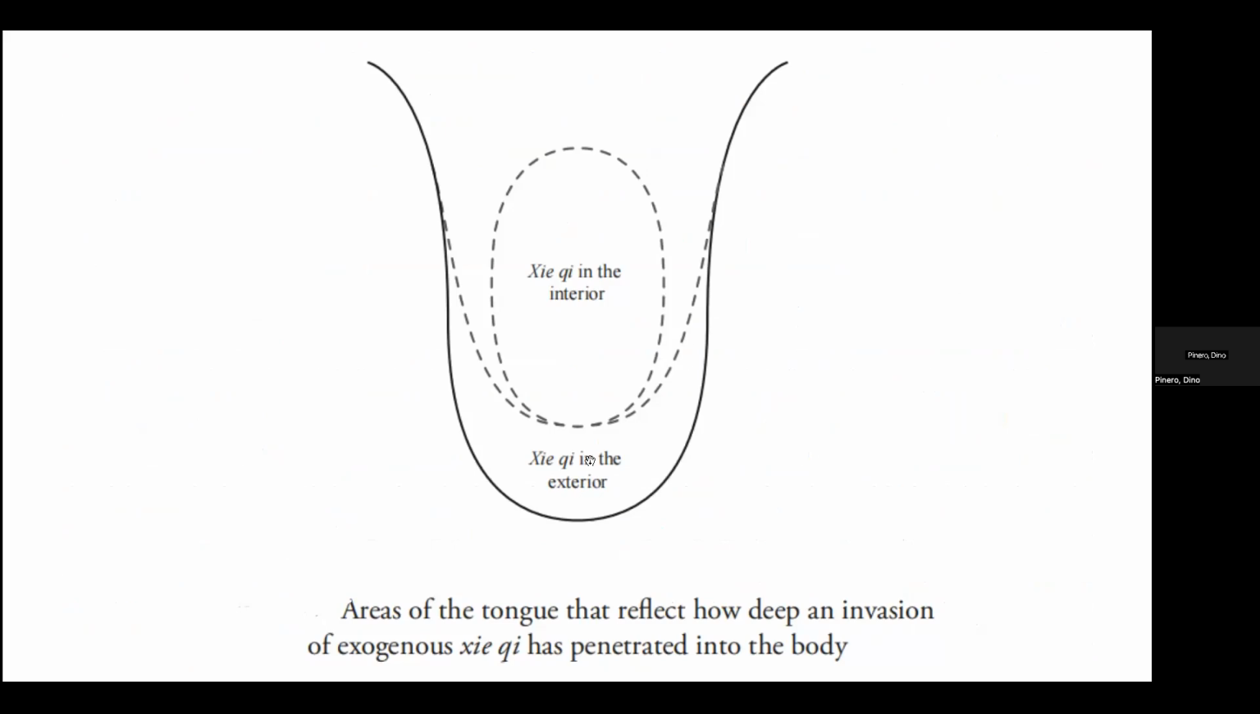Pag sa exterior pa po, front and sides. Pag pumasok na sa interior, nasa may middle na po ng tongue. Areas of the tongue that reflect how deep an invasion of exogenous evil chi has penetrated into the body. So once nakita po natin na nasa gitna na po yung changes ng tongue, meaning pumasok na po sa interior yung condition. Pero pag dito pa po sa sides, meaning exterior pa po.